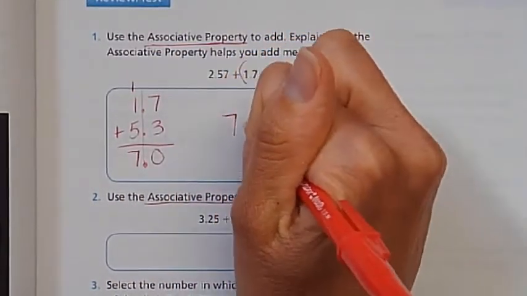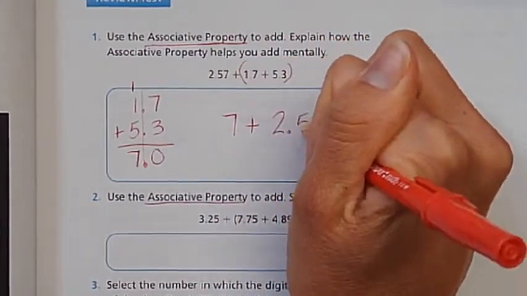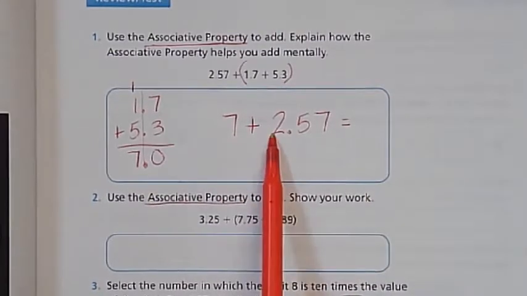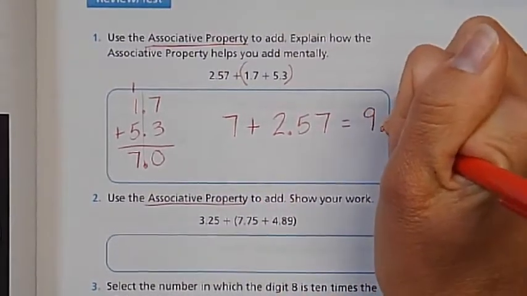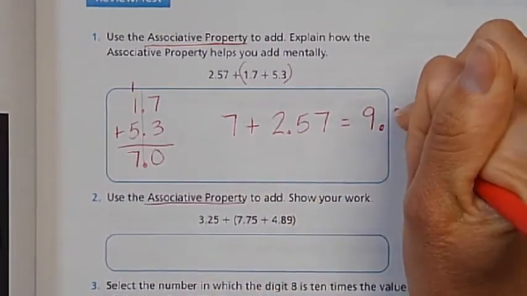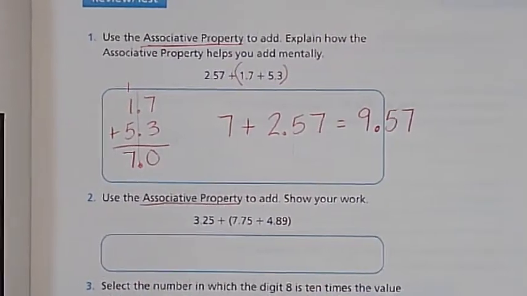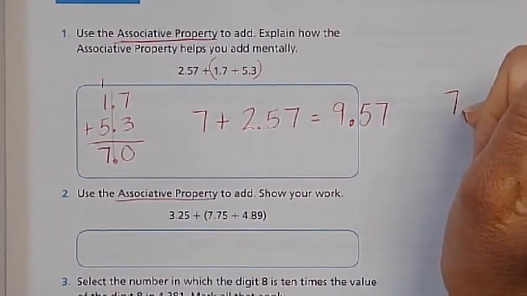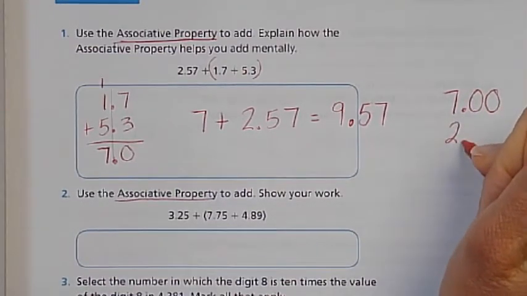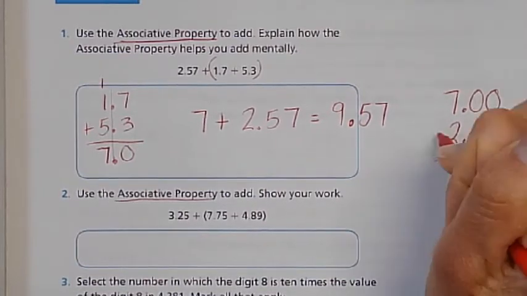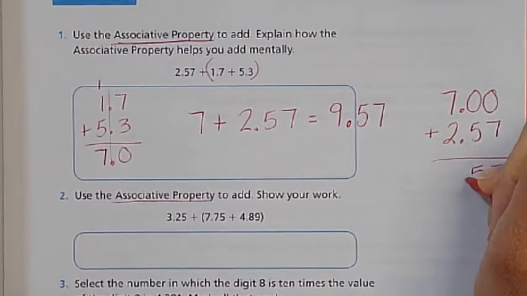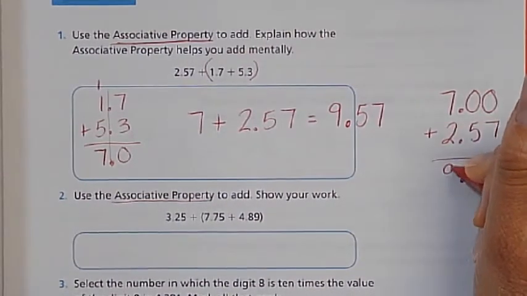So now I'm doing 7 plus 2 and 57/100ths, which is something I can do in my head. 7 plus 2 is 9. Decimal, this has nothing extra, and so it's 57/100ths. If you need to write that out, you can always change the 7 to 7.00 and add 0.57, and then add those up. 0 plus 7 is 7, 5 plus 0 is 5, decimal point, 7 plus 2 is 9.